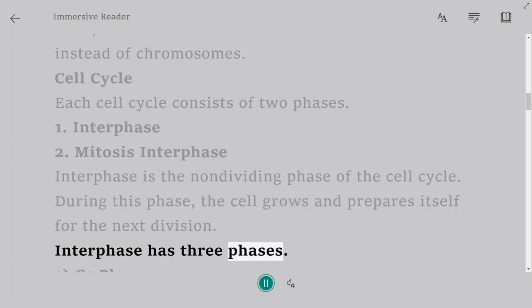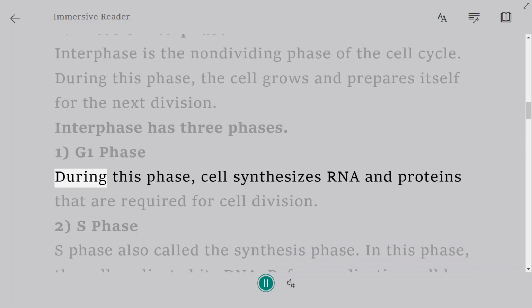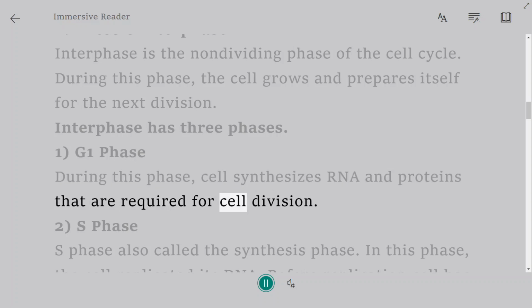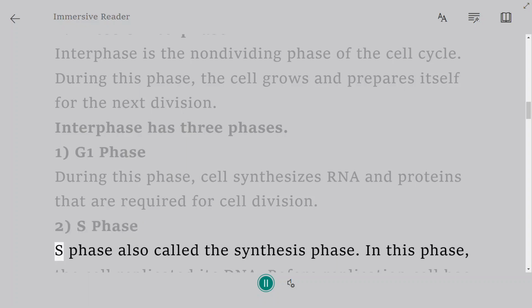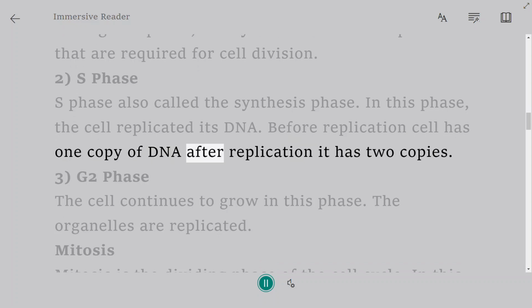Interphase has 3 phases. 1. G1 phase. During this phase, the cell synthesizes RNA and proteins that are required for cell division. 2. S phase, also called the synthesis phase. In this phase, the cell replicates its DNA. Before replication, the cell has 1 copy of DNA. After replication, it has 2 copies.